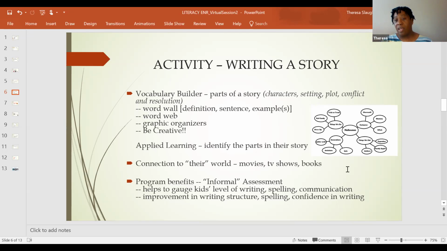Confidence in writing. They may be helping other people with writing, and how do you manage that? So you will see an overall improvement in doing this actual activity.